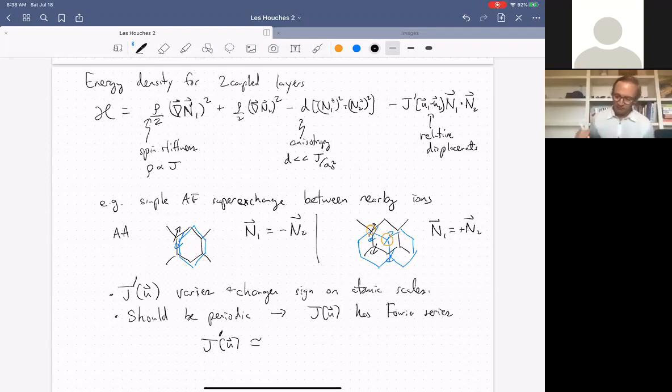This is J prime. There could be a constant term, and there can be terms at the lowest reciprocal lattice vectors. B_A are the reciprocal lattice vectors of the graphene honeycomb lattice. It has to take this form due to reflection symmetry.